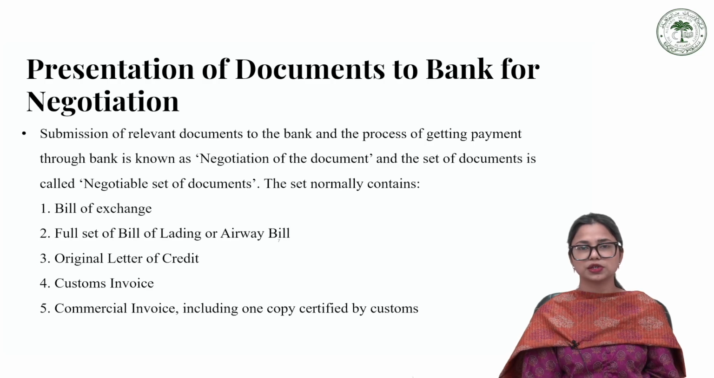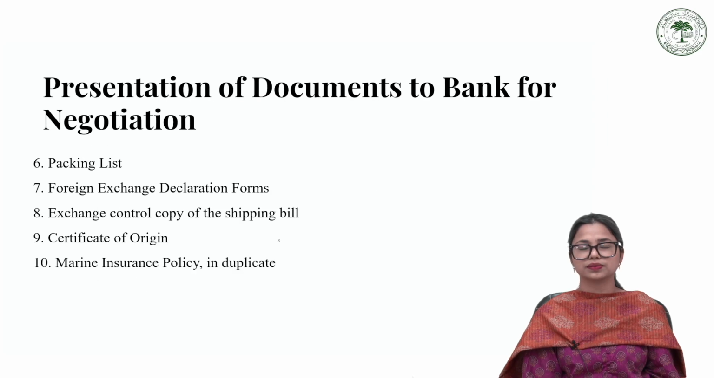The first document is the bill of exchange. The second document is the bill of lading or airway bill. So in the case of an aircraft carrier, an airway bill needs to be furnished. The third document is the original letter of credit. The fourth document is the customs invoice. The fifth document is the commercial invoice, including one copy certified by customs.